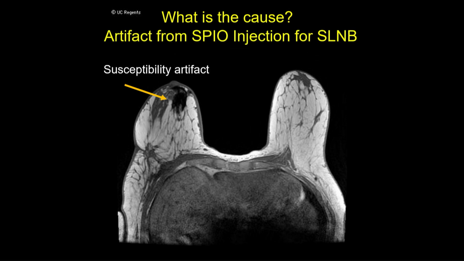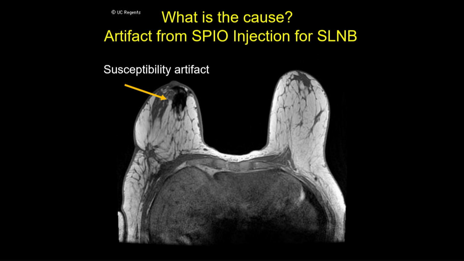So the cause in this case is a superparamagnetic iron oxide injection. And our surgeons are using this for sentinel lymph node biopsy. So instead of injecting radiotracer or methylene blue dye, they're injecting this slurry of iron oxides. And it's because they can use the same detector as they use for our localization.